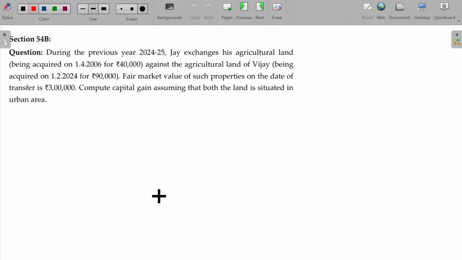Now, let's move on to the next one. 54B. 54B is all about agricultural land, right? So one of the interesting illustrations. That's why I included it here.